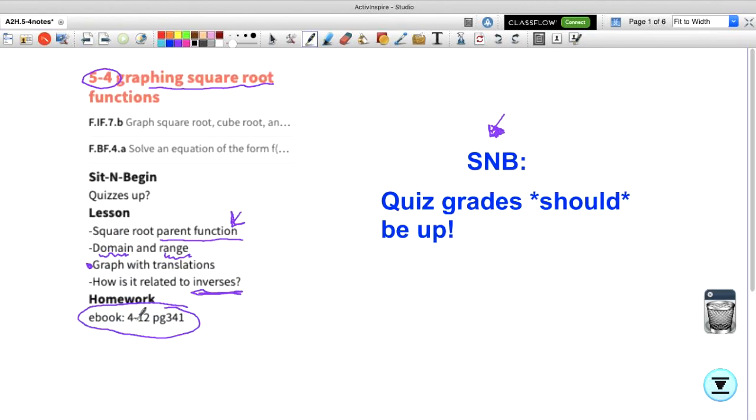So your task for tonight / tomorrow / before the next information is released to you, okay, is going to be to do ebook, again, 4 through 12, all of them, page 341. It's going to involve some graphing. So please make sure you're writing out the list of ways that it's going to be changed.